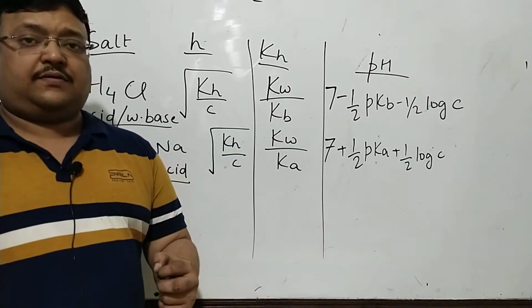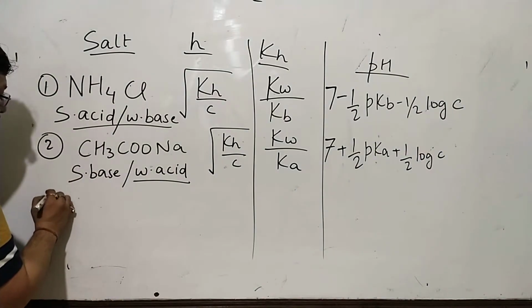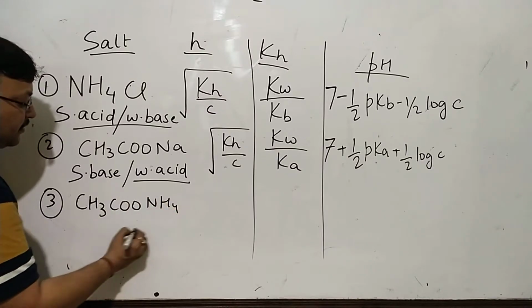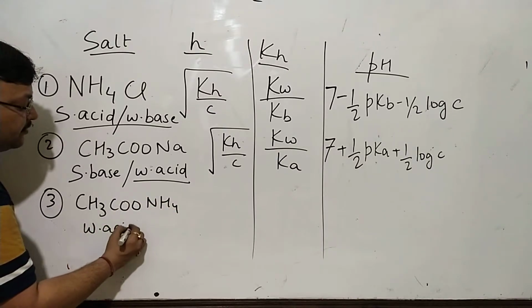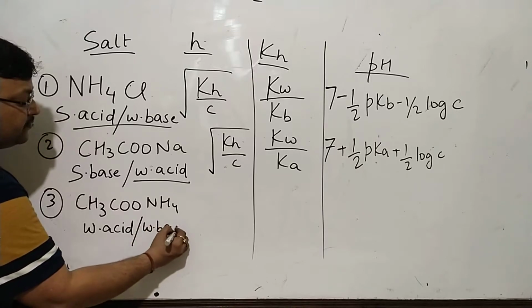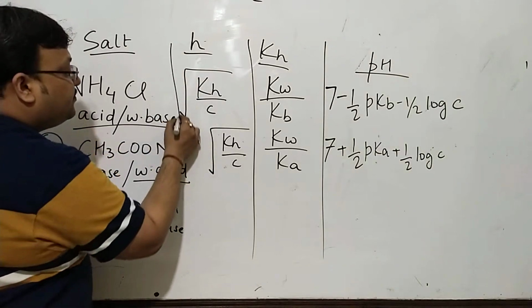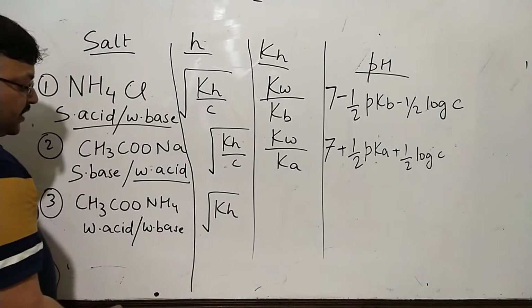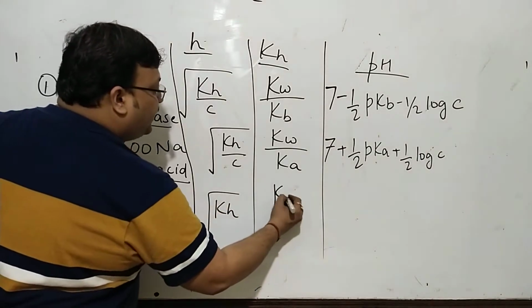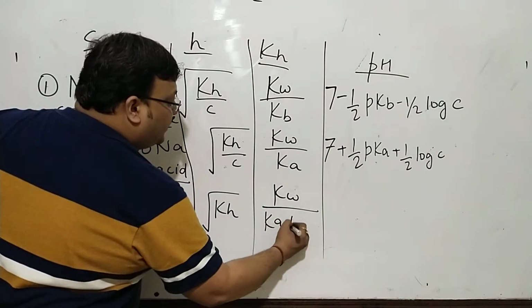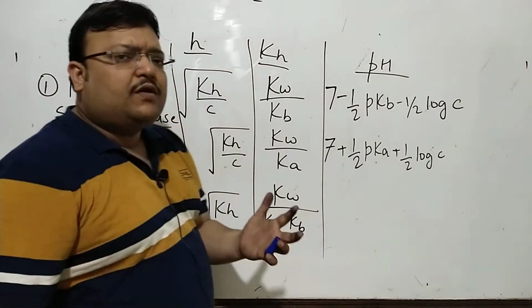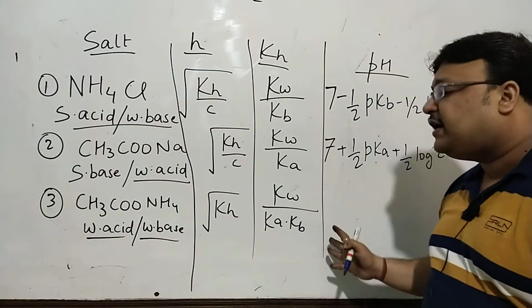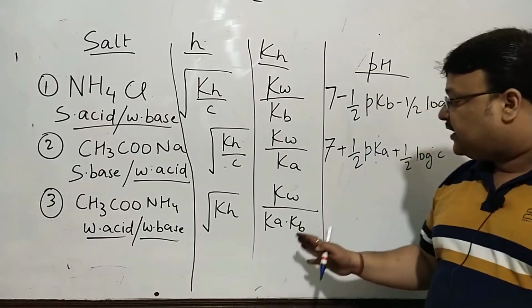The third type is when both are weak: ammonium acetate, weak acid, weak base. For a change, h is equal to root Kh only, no concentration term. And when both are weak, Kh is Kw upon Ka as well as Kb. Very naturally understood. When it was a weak base, Kw upon Kb. When it was a weak acid, Kw upon Ka. When both are weak, Kw upon Ka into Kb.